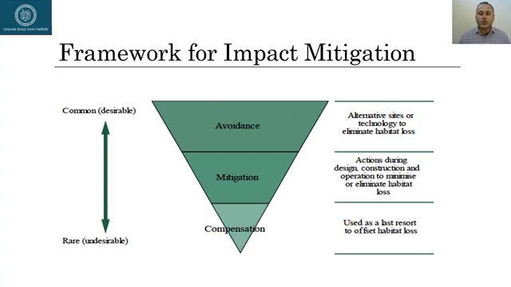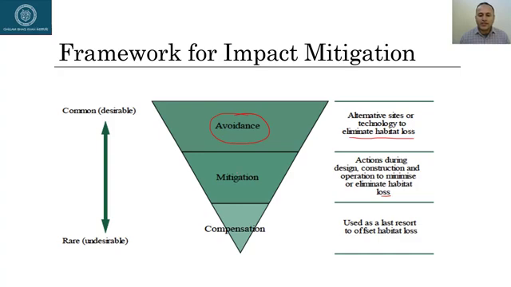Your next question is, can we avoid this particular project? You can change the site of your project, or you do some modifications. So you try to find out whether alternative sites or technology is available to eliminate the habitat loss. Is the loss avoidable in that way, in other words? Now, actions during design, construction, and operation to minimize or eliminate habitat loss.